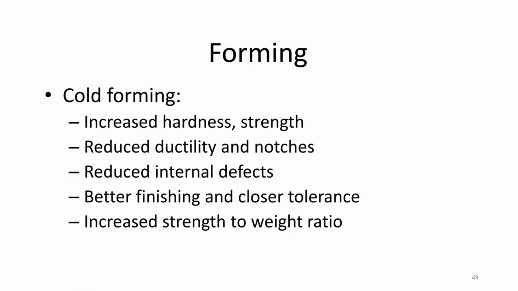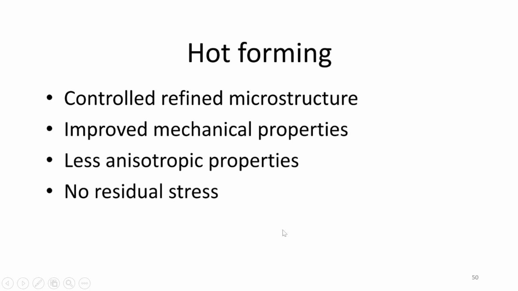And it will have reduced ductility and notches. It will have reduced internal defects, because in forming operations such as rolling, you will be compressing your material mainly, so there will be less chance of any internal defects. It will have better finishing and closer tolerance, and increased strength to weight ratio. In case of hot forming, you will have controlled refined microstructure and improved mechanical properties.